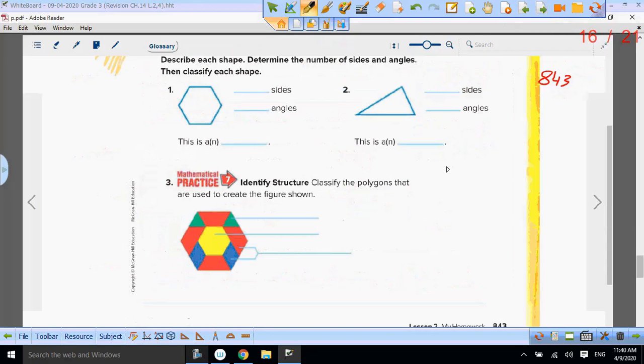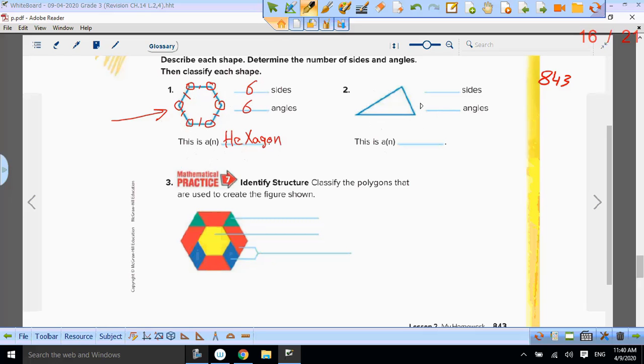Okay, now back to page 843 for the polygons. Describe each shape. We can describe this shape. How many sides? Count with me. 1, 2, 3, 4, 5, 6. Yes, 6 sides. And also 6 angles. So this polygon is called what? Yes, hexagon.